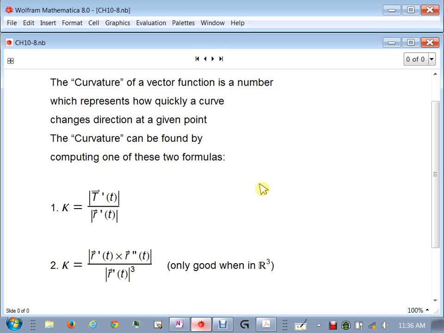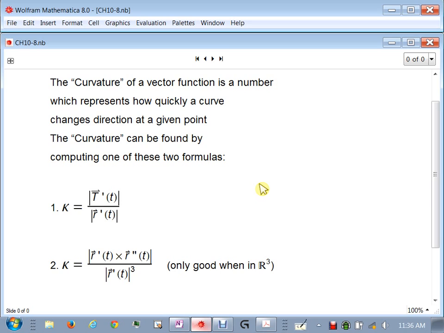Now, depending on the situation, one of these can be better to use than the other. But let's just talk about what each one of them is, all right? The first one, do you remember last class what capital T is? Capital T is the derivative of the vector function divided by its own length, right? But then you're supposed to take the derivative of that, and then take the magnitude of that. Understand? And then divide it by the length of the derivative.